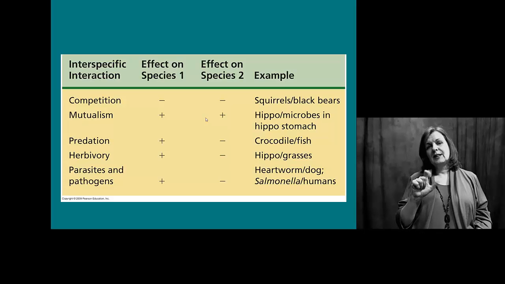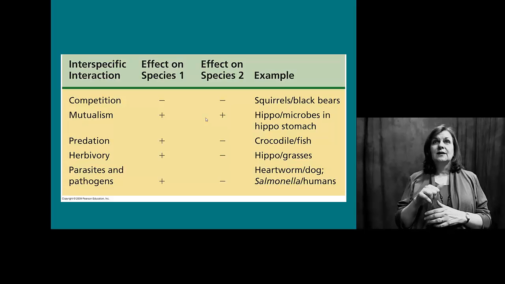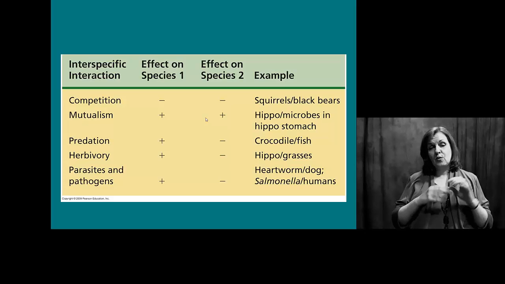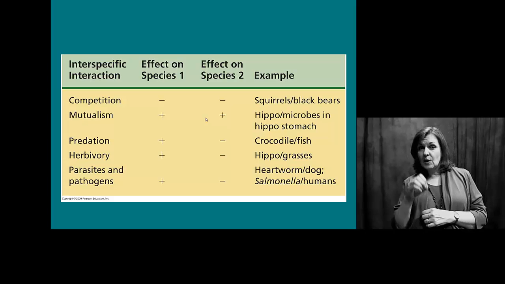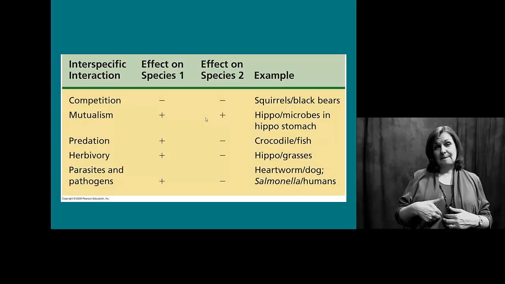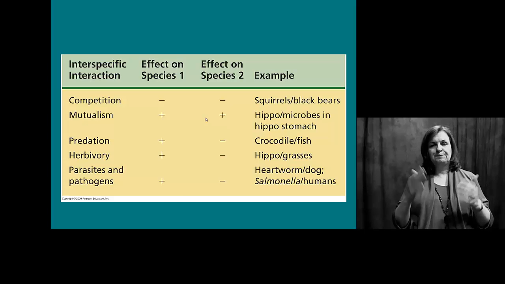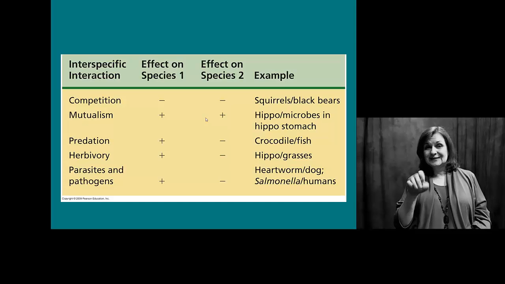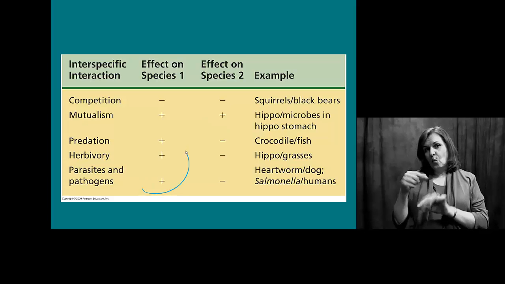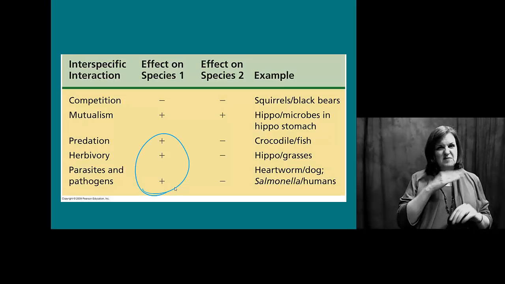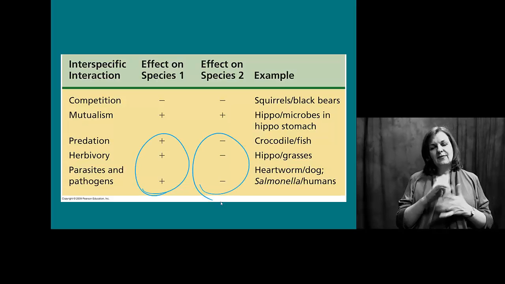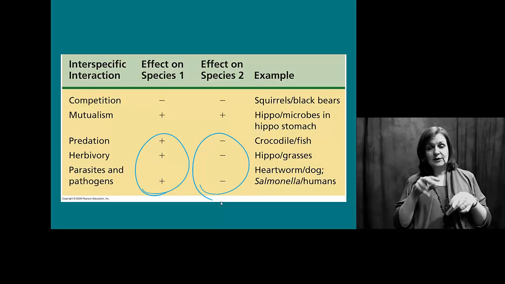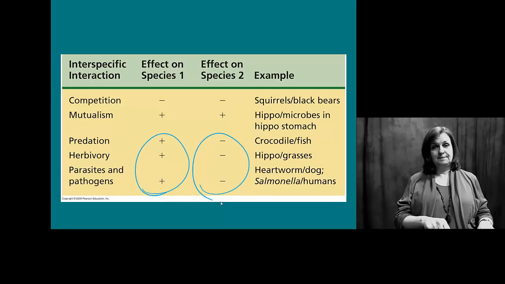Things like mutualism, which we've talked about before, we look at as something that is beneficial to both. In this case, looking at the microbes in a hippopotamus stomach, no different from yours in a lot of regards. Predation, herbivory, and parasites, of course, we look at them all being positive for one, but very negative for another. So these are the kinds of interactions we have to think about in ecological systems.